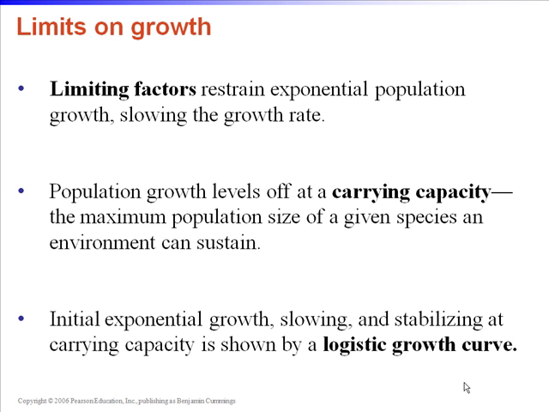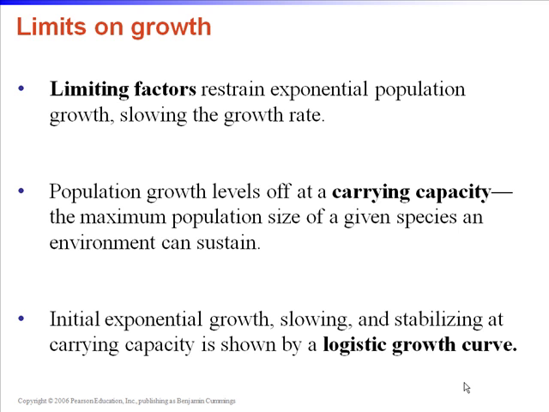Limiting factors. Limiting factors restrain population growth. They slow the growth rate. So every population is eventually contained by limiting factors, which are physical, chemical, and biological characteristics of the environment. The interaction of the limiting factors determines the carrying capacity. Carrying capacity is the maximum population size of a given species that a particular environment can sustain.